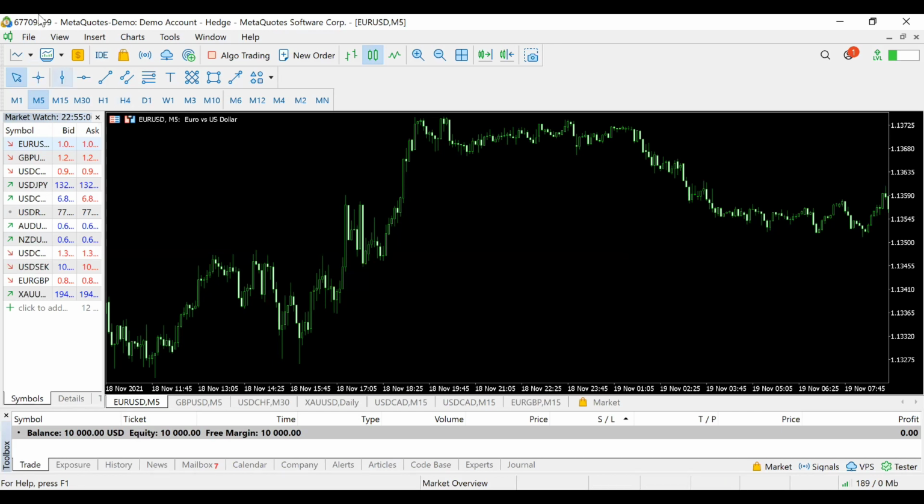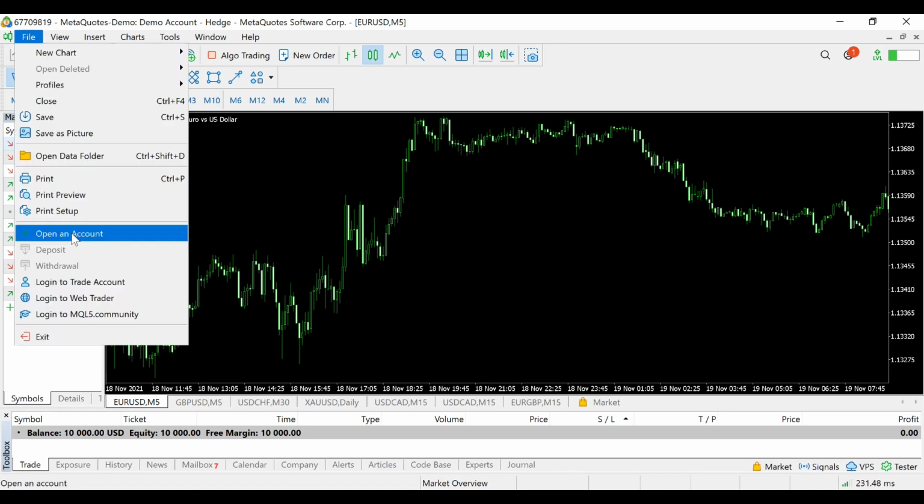So this is MetaTrader 5 on PC. All you have to do is just go to the Chrome browser and search for MetaTrader. Just search download MetaTrader. It's going to download it for you. And once you download it, you can open a demo account. You can see I already opened one here. All you have to do is just come to File, okay, then come to Open an Account.